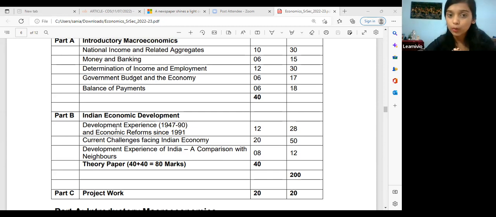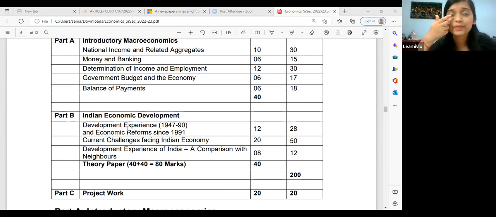Whenever I teach you, you cannot mold the words. Of course, you can use your words, but if I'm telling you the statement in economics terms, I'm using the economics terms, you have to use that. You cannot interchange it, saying instead of this, I'll be writing this. That will always lead to losing marks. And we have to score well. We don't have to lose marks, right? Okay. So first is development experience and economic reform.